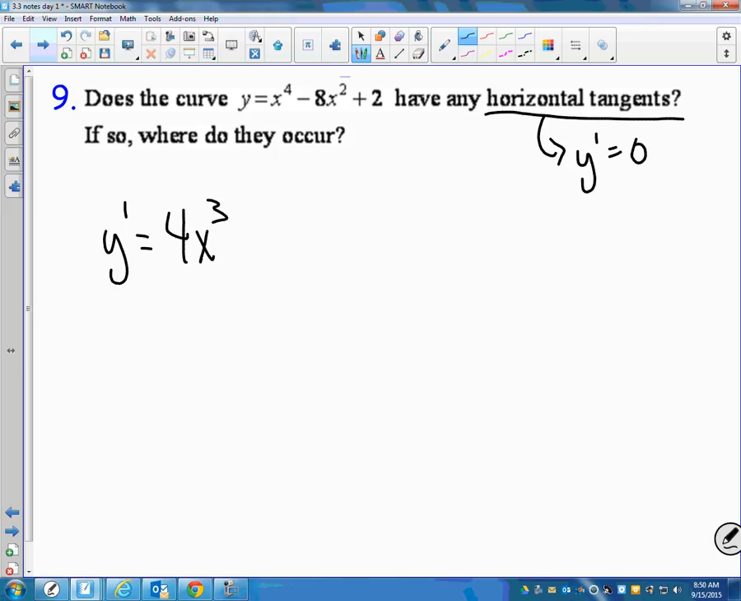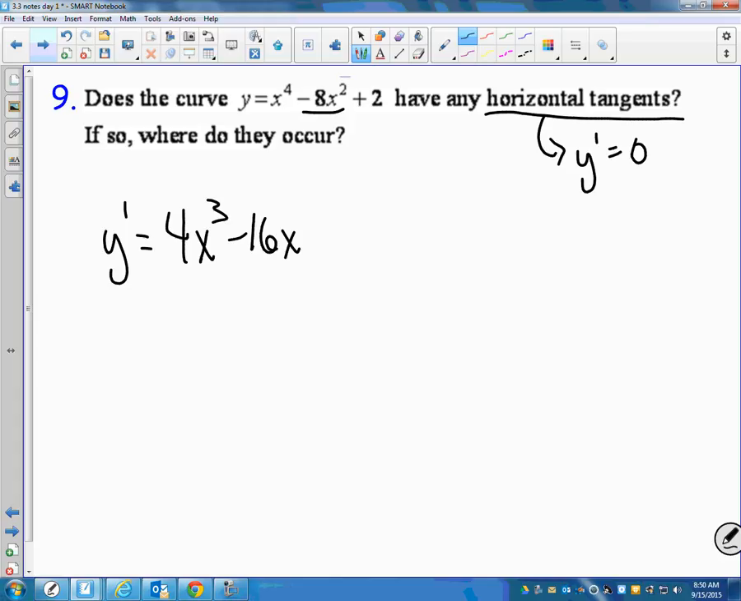Jacob, you're up next. What's the derivative of the second term? Minus 16x. Alex, what's the derivative of 2? Right? No, it's a constant, right? The derivative of a constant function is 0, right? Yeah, so it's 0. So if you have a constant in, its derivative is 0. So I think that's my derivative. Do you concur with me?